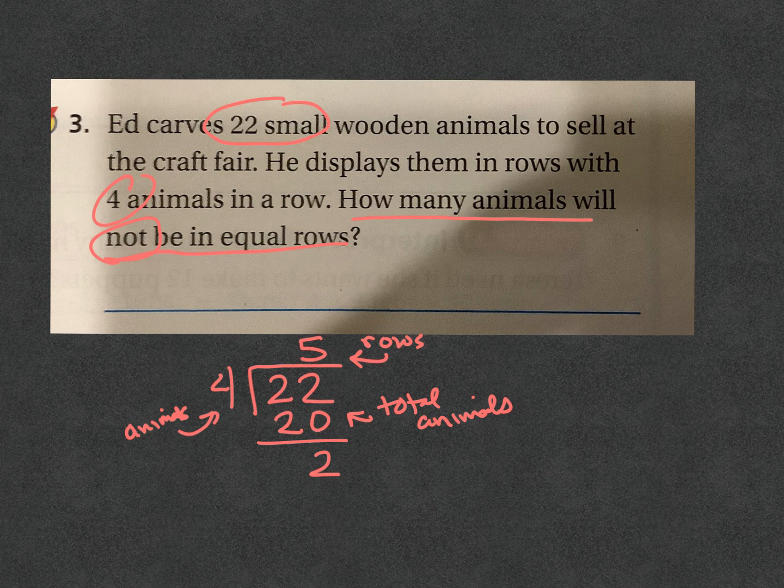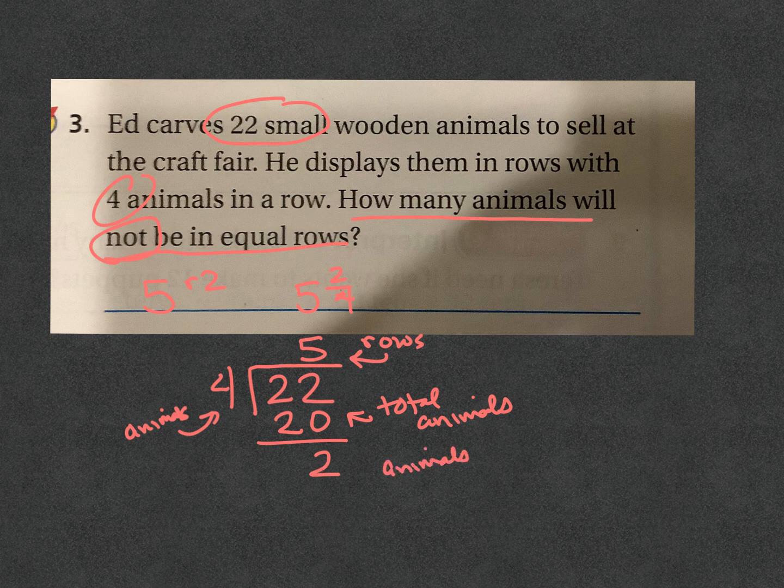Okay, let's refresh our memory. So we have a 5 remainder 2, right? Or we could write that as 5 and 2 out of 4 left over. All right, let's refresh our memory so we can identify what the remainder is. I have these total animals. They are split into 5 rows with 4 animals in each row. And when I did that, 2 of the little animals were left over.